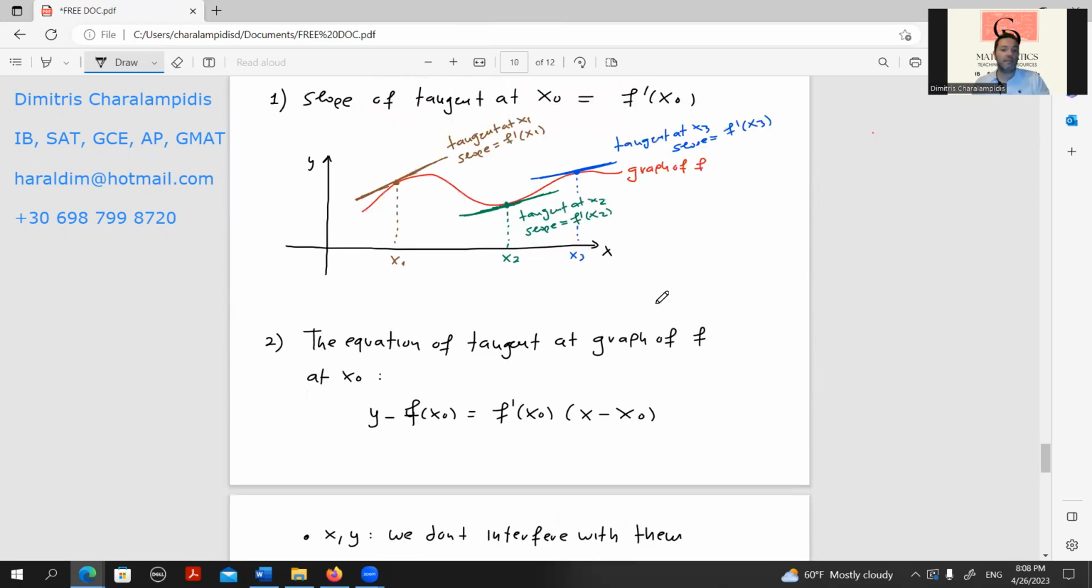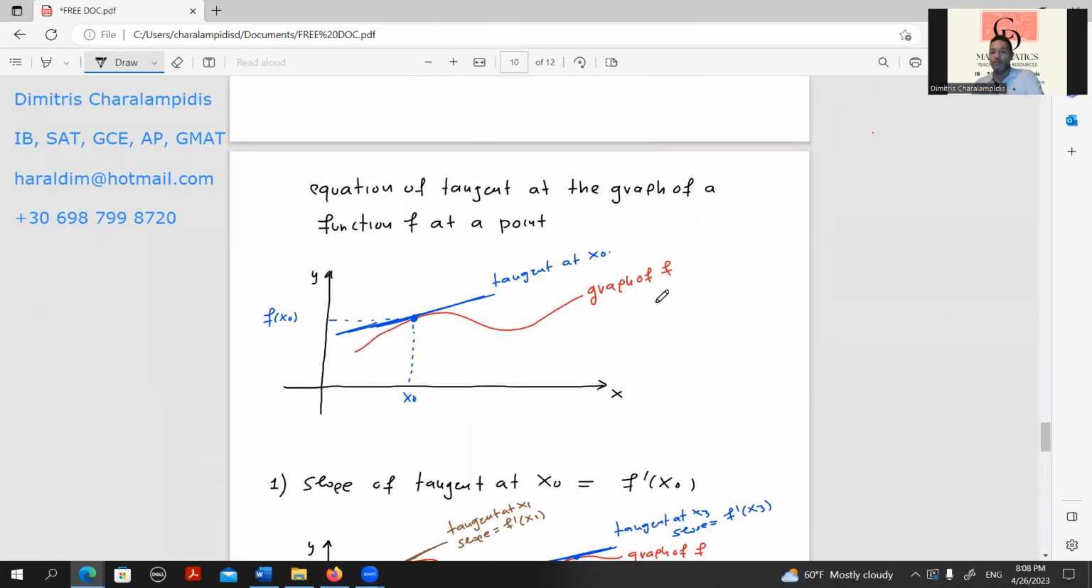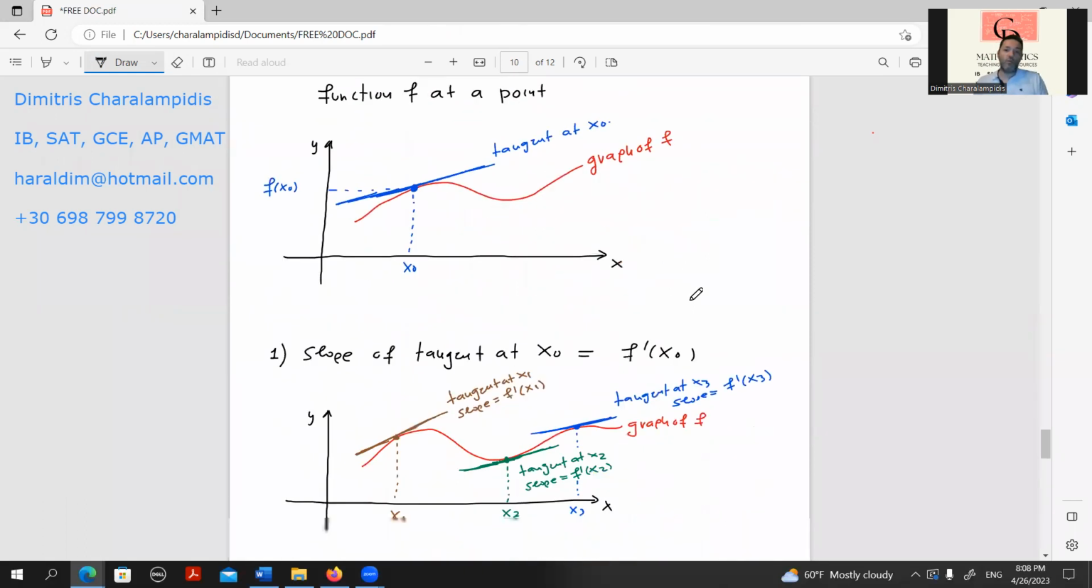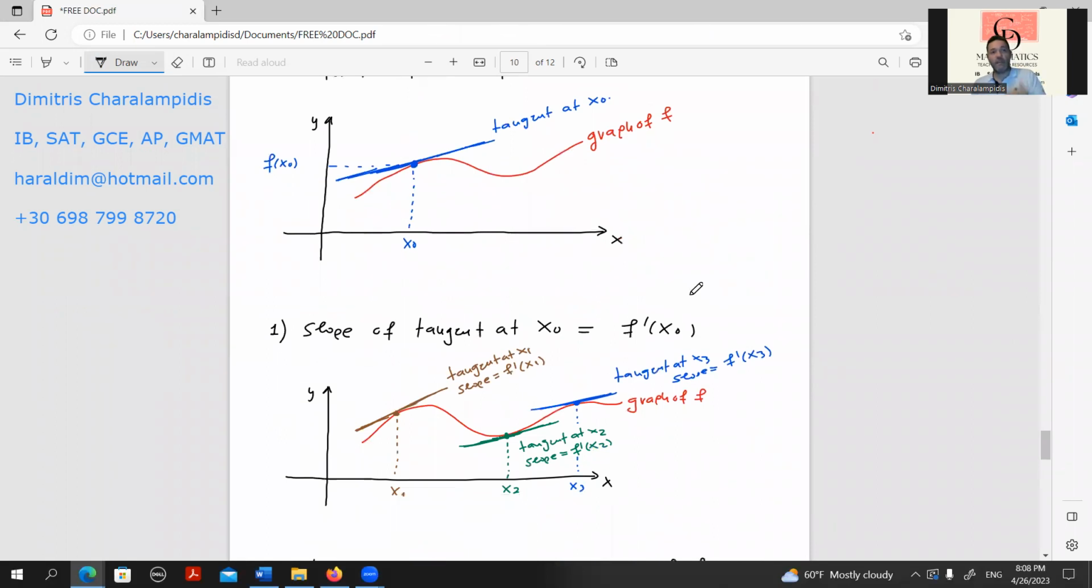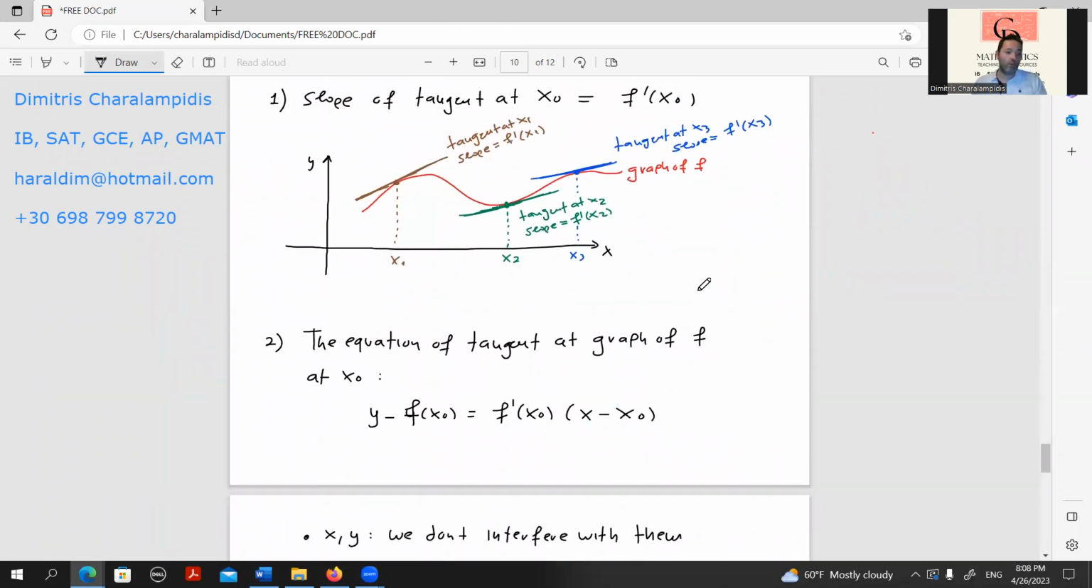For now, I simply want from you to remember these two things and the main concept. Once again, at any point of the graph, you can draw a tangent, and the slope of that tangent will be the value of the derivative at that x value. So the slope of the tangent at x0 will be the f derivative of x0, and the equation of that tangent will be of that form: y minus f of x0 equals f prime x0 times x minus x0.